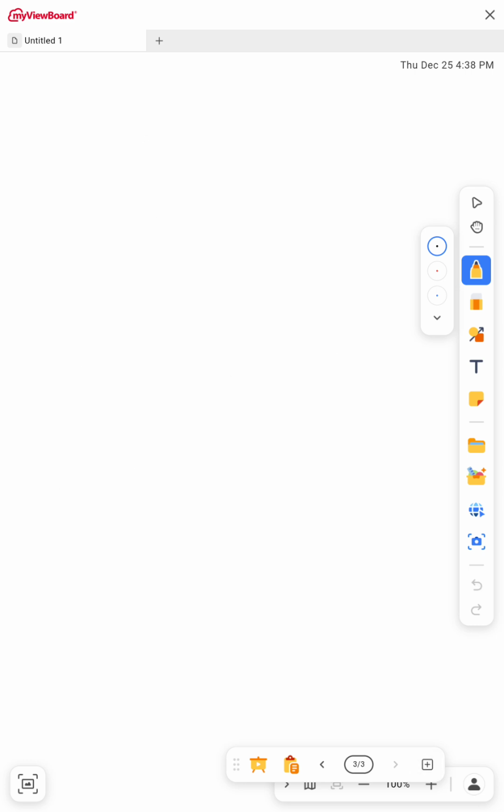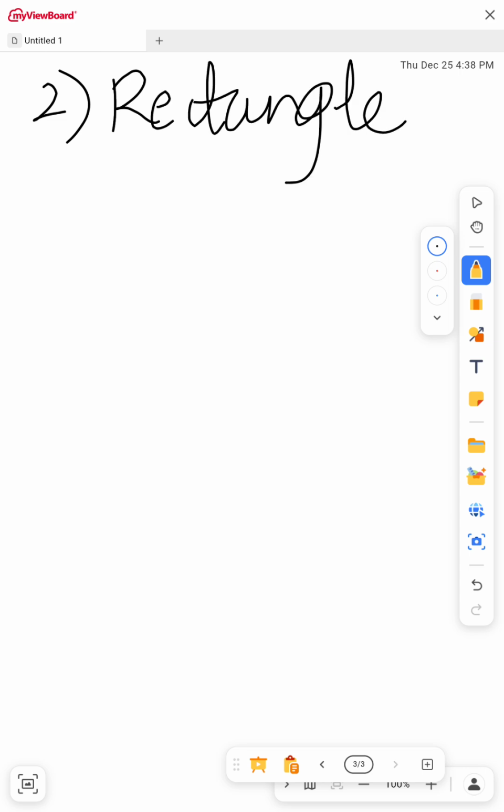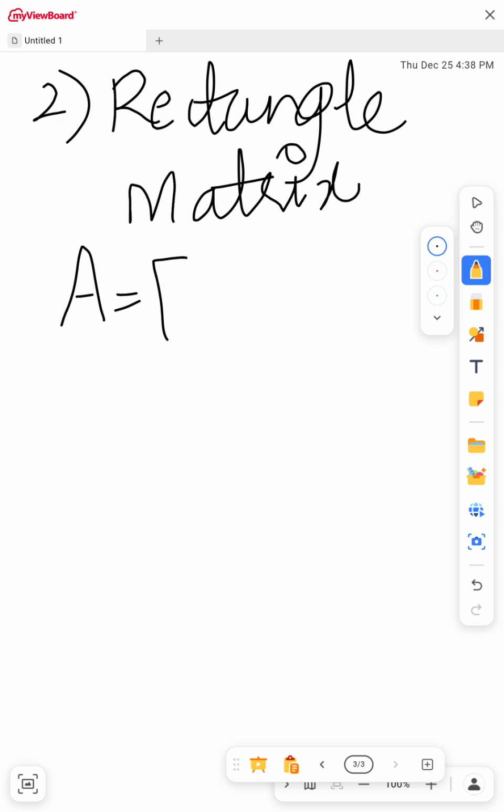Okay, now the next type is a rectangle matrix. What is a rectangle matrix? A rectangle matrix is a matrix that has an unequal number of rows and columns. The following are examples of rectangle matrices, like A is equal to A B.